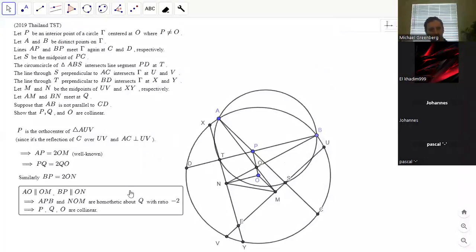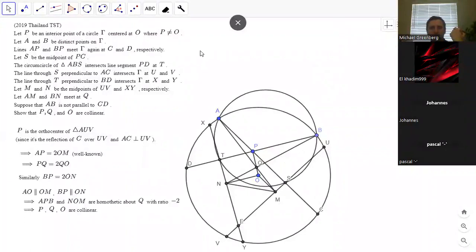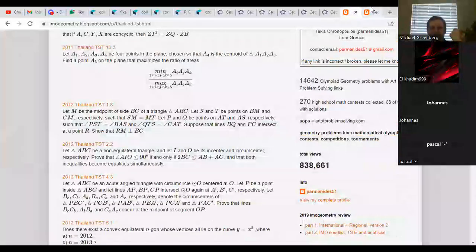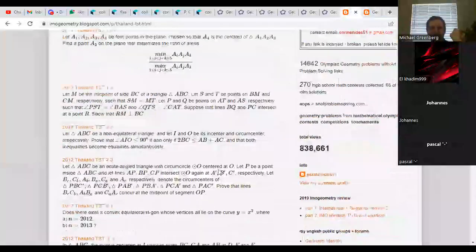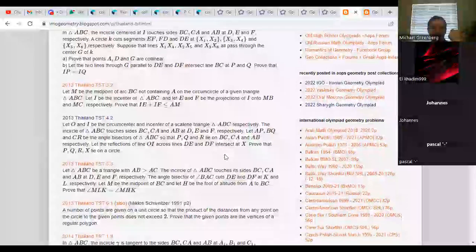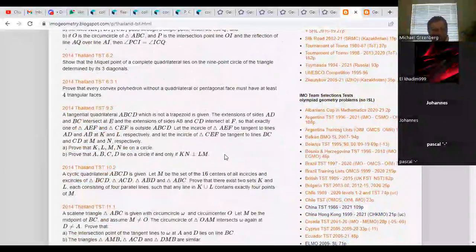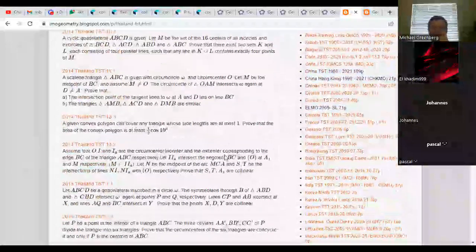Okay. Any questions on this proof from anyone? All right. Let's see what else we can find. So why were they harder last time than this time? It was Thailand TST. Let's see which problems I took.